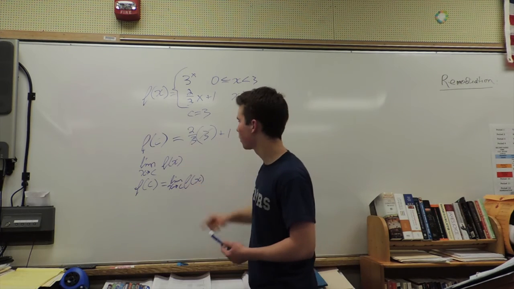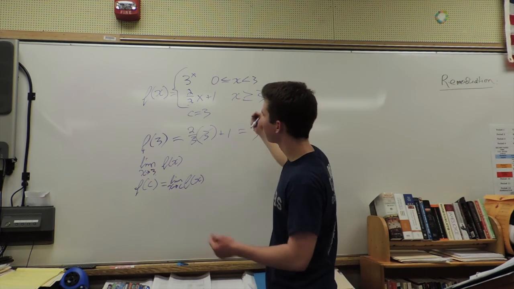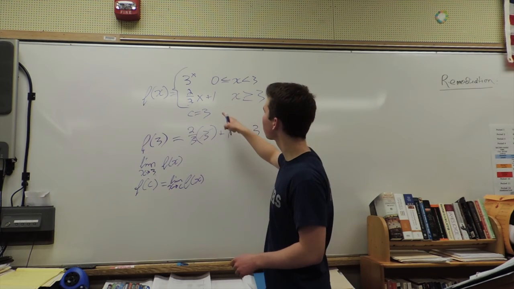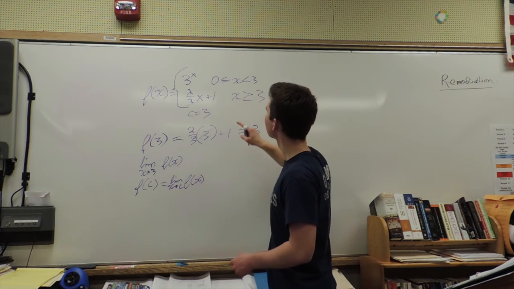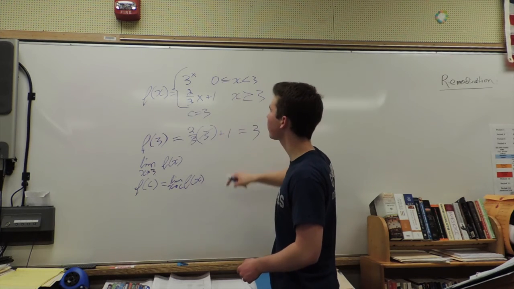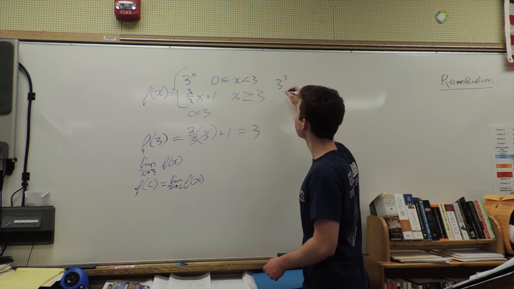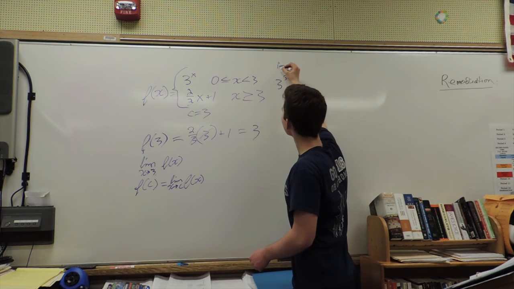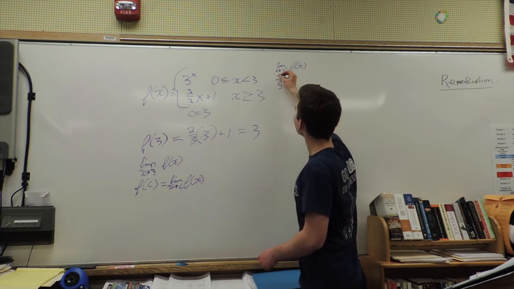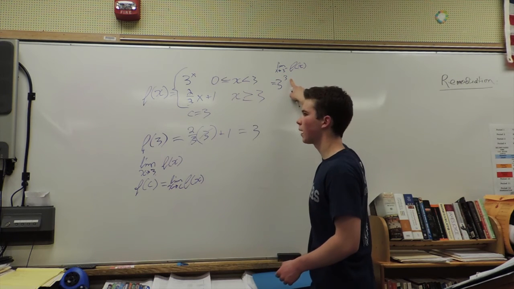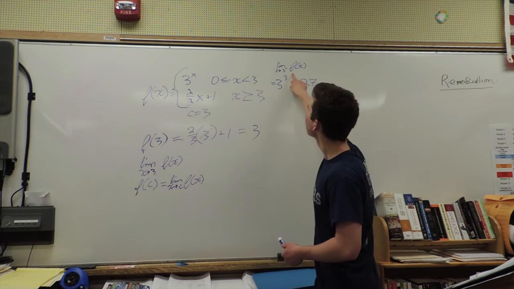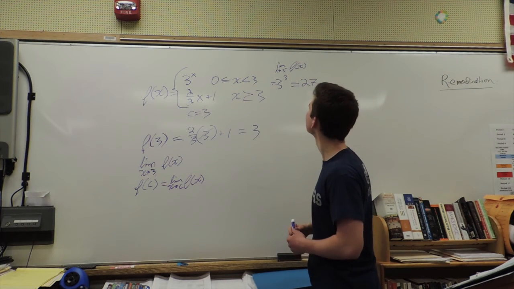Now let's look at the limit. So we're going to find the limit as we approach from the left and as we approach from the right and see if they're the same thing. As we approach the equation from the left, it is going to be this function, because that's what it is when x is smaller than 3. So 3 to the 3, that is 27. So that is the limit as you approach it from the left.